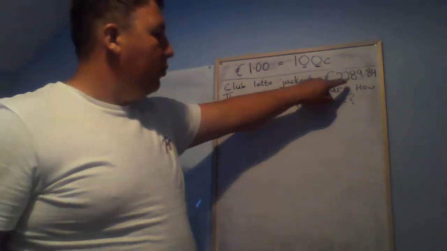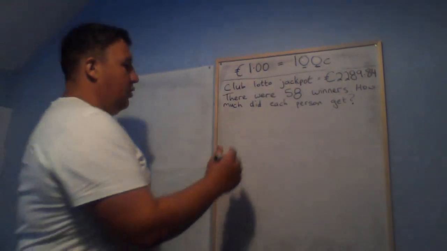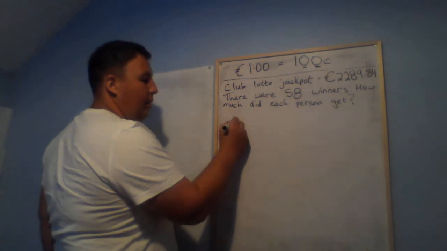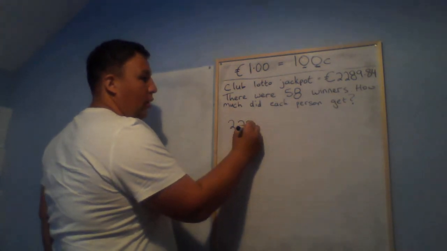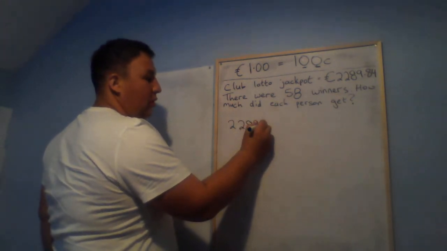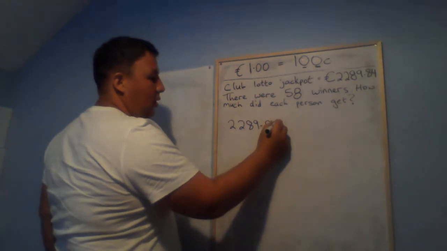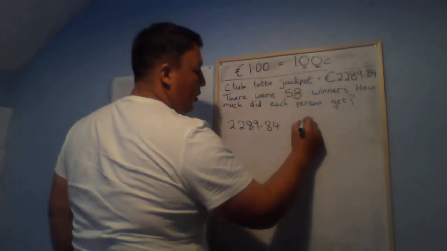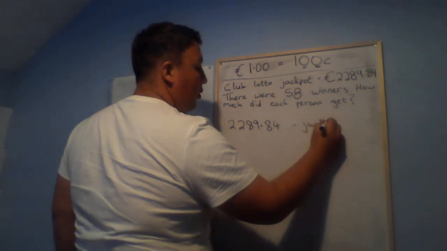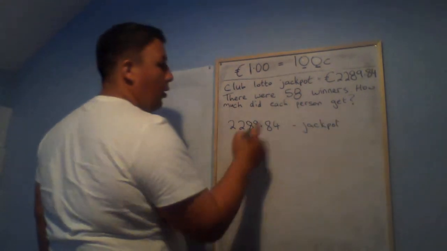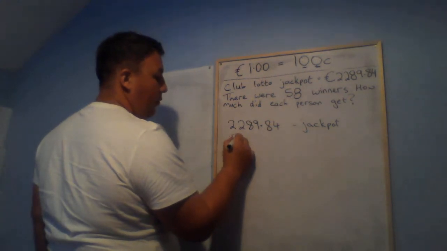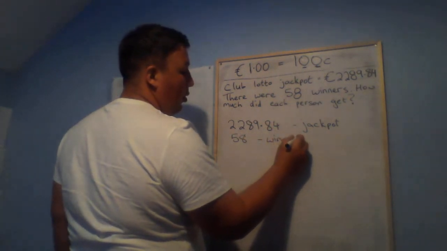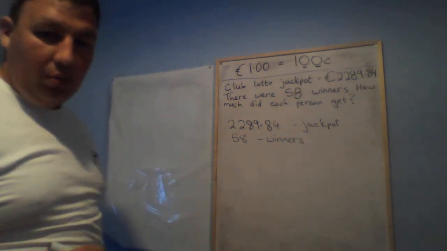So the jackpot is this, okay? And this is where it'll be no harm to write it out in plain terms for yourself. And you'll always see that I do this when I'm doing the corrections, because it just takes all the English jargon out of it. Alright, that's the jackpot. 58 winners. We want to find out how much each got.